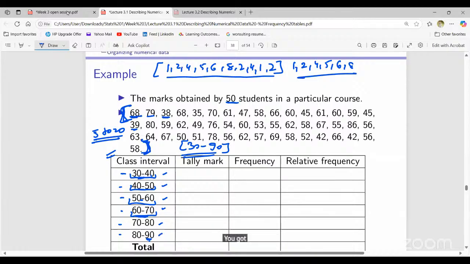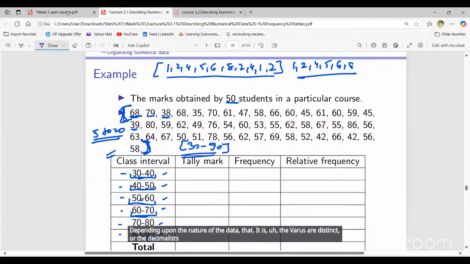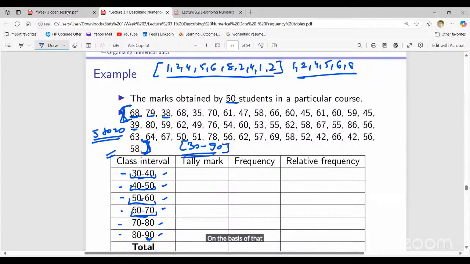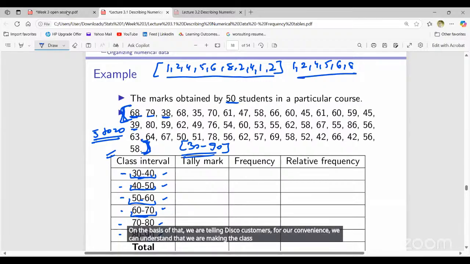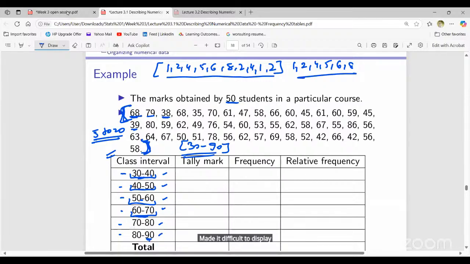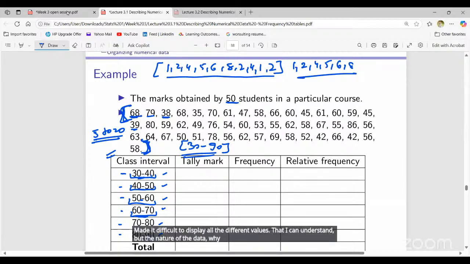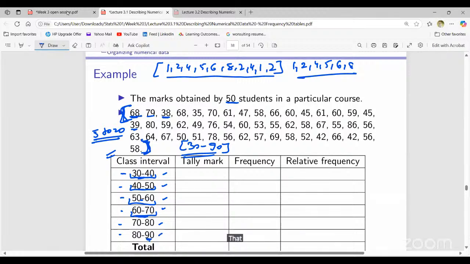Ma'am, you got my point? The example you gave above is discrete data. By that logic, irrespective of the size, it should depend upon the nature of the data: whether the values are distinct or decimals are there, whether it is a measurement or not. On the basis of that, we say discrete or continuous. For our convenience, we are making the class interval because it is very difficult to display all the data. That I can understand, but why are we calling the nature of the data continuous? Because continuous means there are no distinct values and we are measuring something, so decimal points will be there.